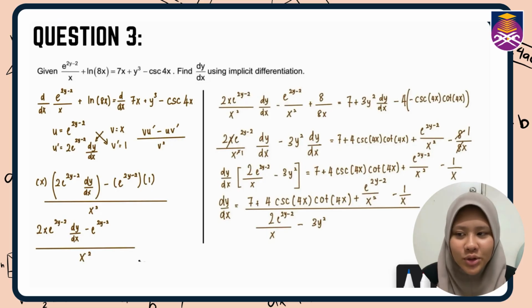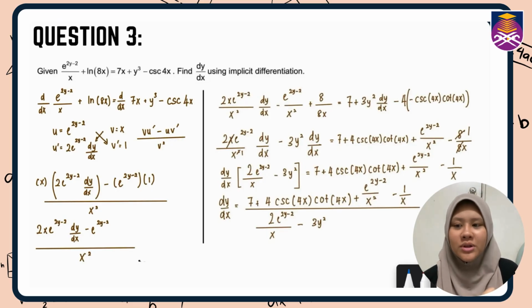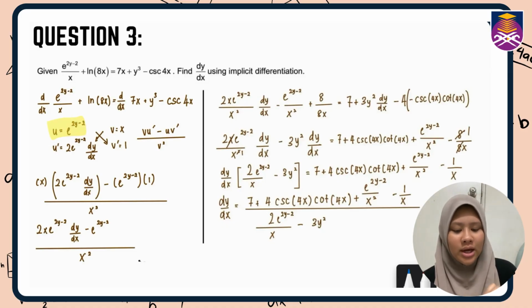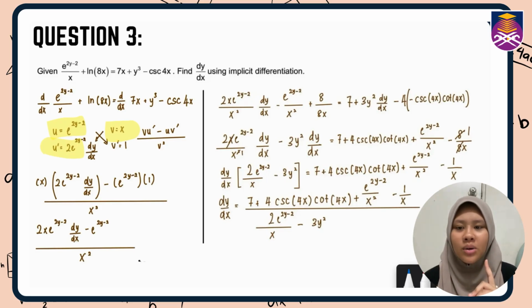For the first term, I use quotient rule in order to differentiate it. I set my u to be exponent to the power of 2y minus 2. And then I set my v equals to x. My u prime is equal to 2 exponent to the power of 2y minus 2 dy over dx. This is because when we differentiate y, we need to write down dy over dx at the back. And then my v prime is equal to 1.